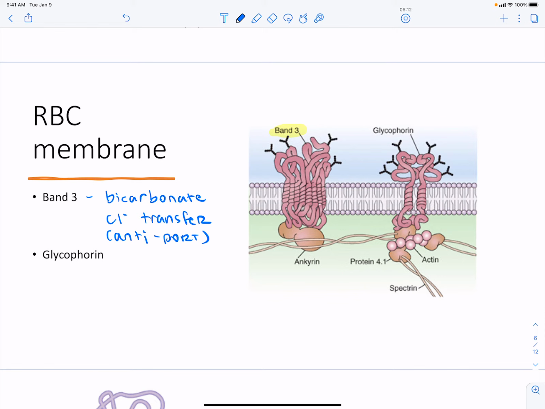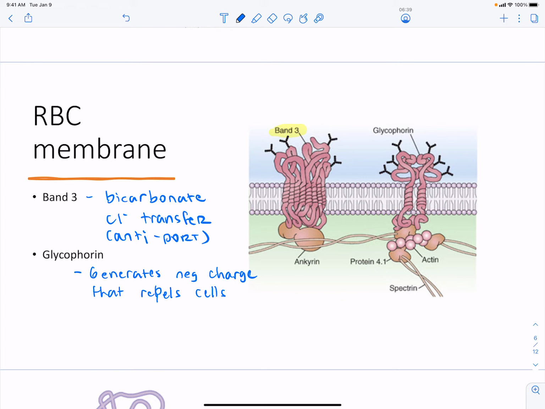Remember, this is an antiport that we talked about with respect to the red blood cell. And then we have our glycophorin, and glycophorin is important for red blood cells because it generates negative charges. And so this is going to repel cells. Okay, so don't get too crowded around a red blood cell, it'll kind of push you away.